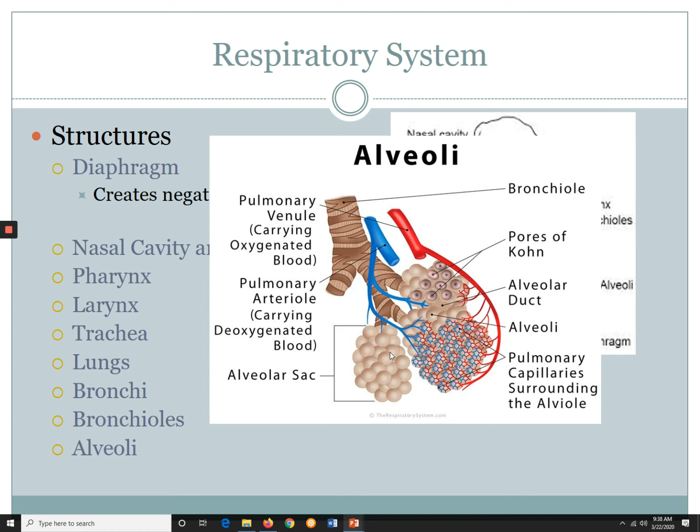And that's how alveoli work. Notice how they are balloon-like. It allows for more surface area, so you can have more capillaries, and so you have a better exchange of gases.